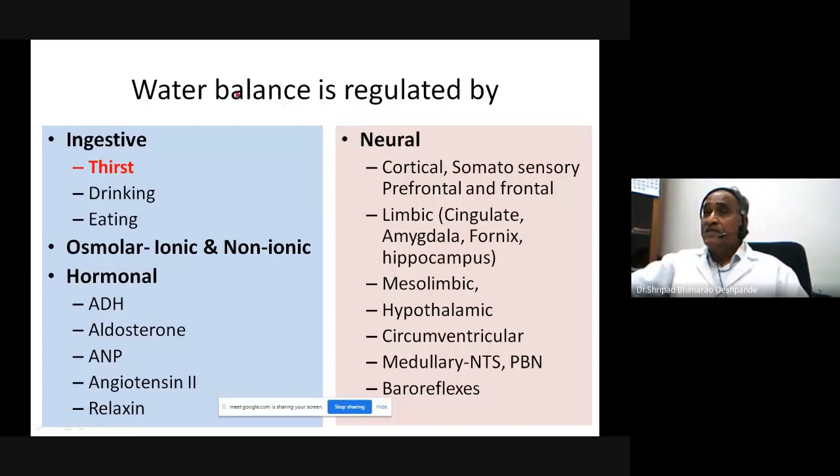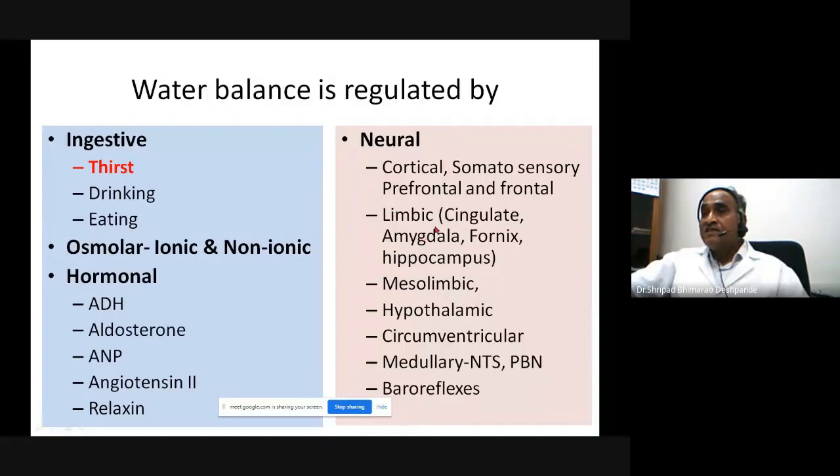Now, the neural regulation. The neural components that regulate the water balance: a cortical, somatosensory one. That means we have a desire to drink water, so that will activate the sensory component. Once the sensory component is activated, the associated behaviors, the prefrontal and frontal areas, are activated, then the motor cortex jumps in, and we try to drink water. That is one, the neural component. Besides that, other factors, maybe I will come back later.